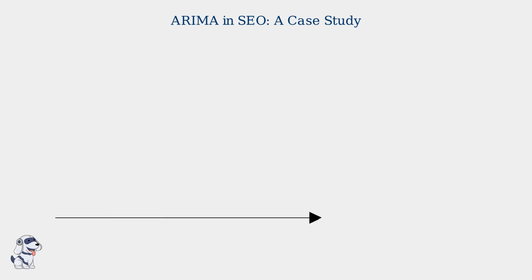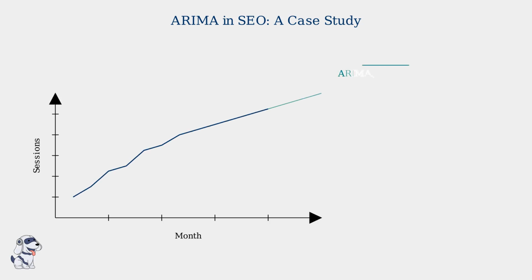ARIMA models help forecast organic search traffic trends. Here we show a 12-month history of sessions, plotted as a dark blue line. An ARIMA(2,1,2) model chosen by minimizing AIC projects the next 3 months in teal. These forecasts guide SEO strategy and resource planning.